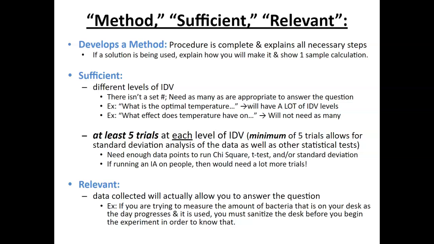You do, however, have to have at least 5 trials of each level of independent variable. That's the minimum number, because this is going to allow for us to do statistical analysis. We're going to have to do standard deviation and then other statistical tests in the analysis section. And 5 trials at least of each level is required for that test to be valid. You won't have enough data otherwise. If you're running an IA on people, there's a lot of variability, so you would need a lot more trials. But you will have to decide what makes sense in regards to number of trials for your research question. But again, 5 is the minimum.